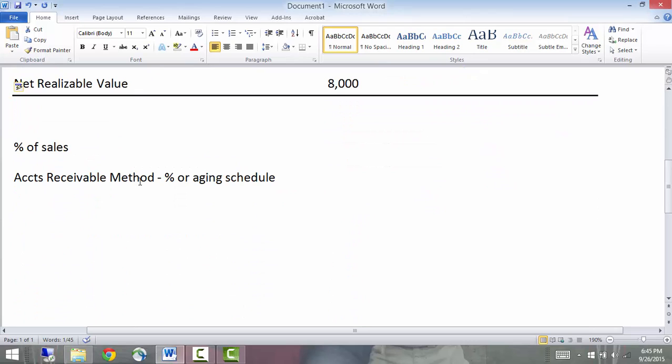The accounts receivable method looks at how much of your total amount of accounts receivable will go uncollected. You can either use a percentage of accounts receivable. Again, management could say 2% of accounts receivable or 3% of accounts receivable is what we believe we will not collect. Or what's typically used is an aging schedule.